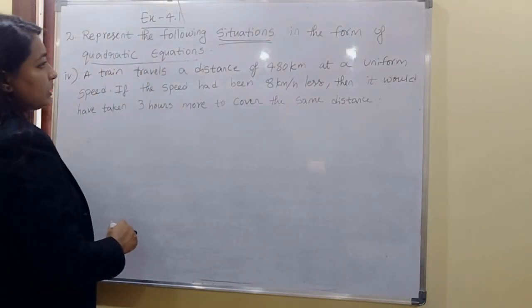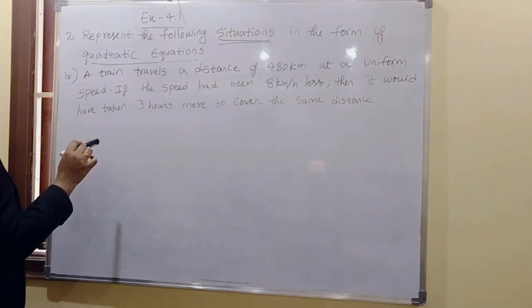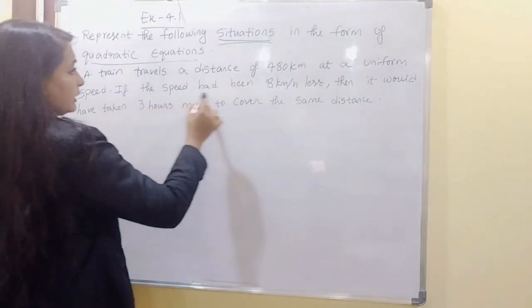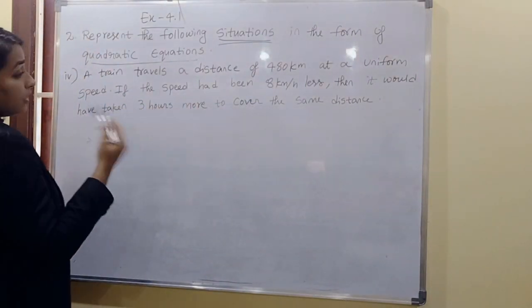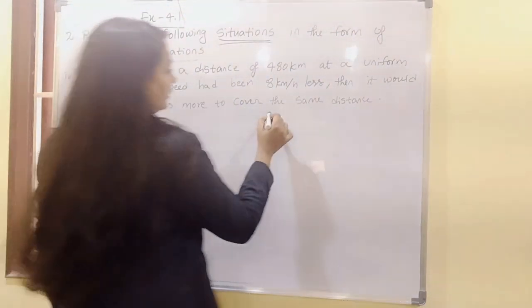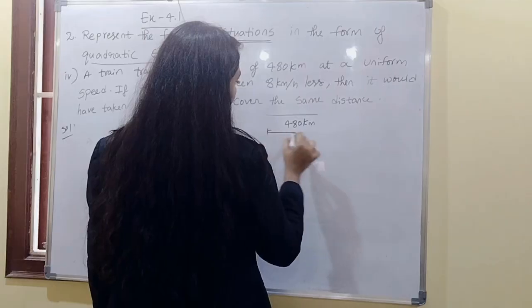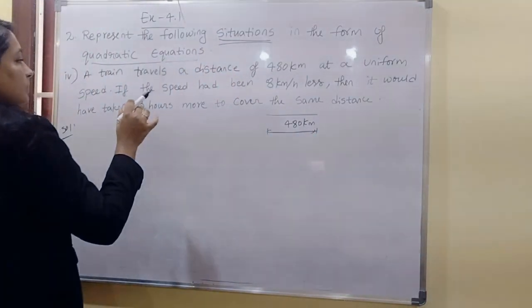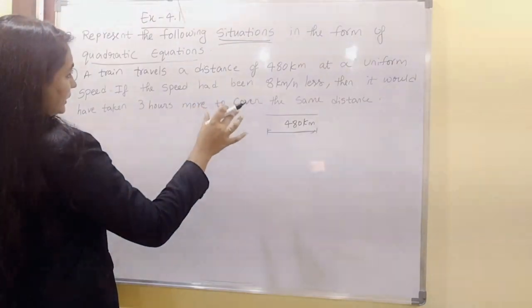A train travels a distance of 480 kilometers at a uniform speed. If the speed had been 8 km per hour less, then it would have taken 3 hours more to cover the same distance. So what is the distance given? 480 kilometers.